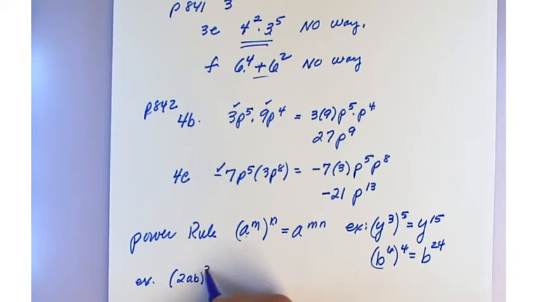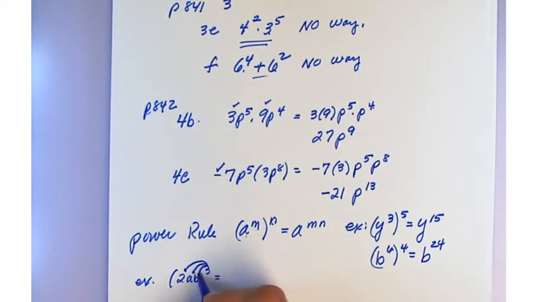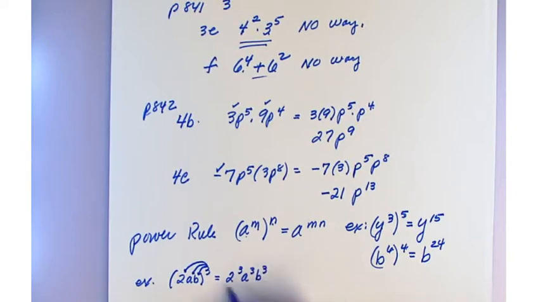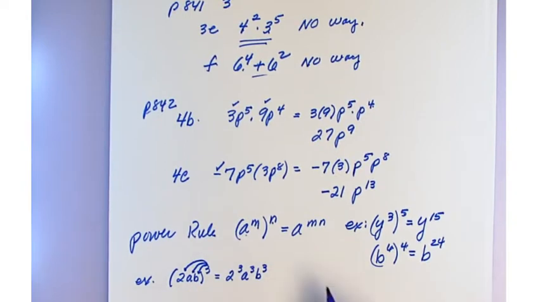2ab, the quantity cubed. What this means is we're actually distributing this exponent of 3 over everything inside. So that would be 2 cubed times a cubed times b cubed. You can't forget any piece of that. So 2 cubed is 8, a cubed, b cubed.